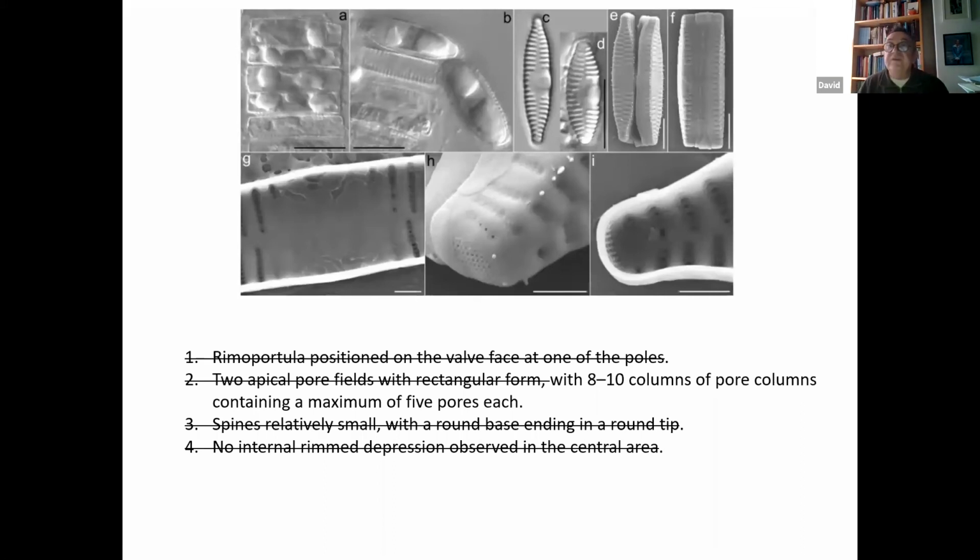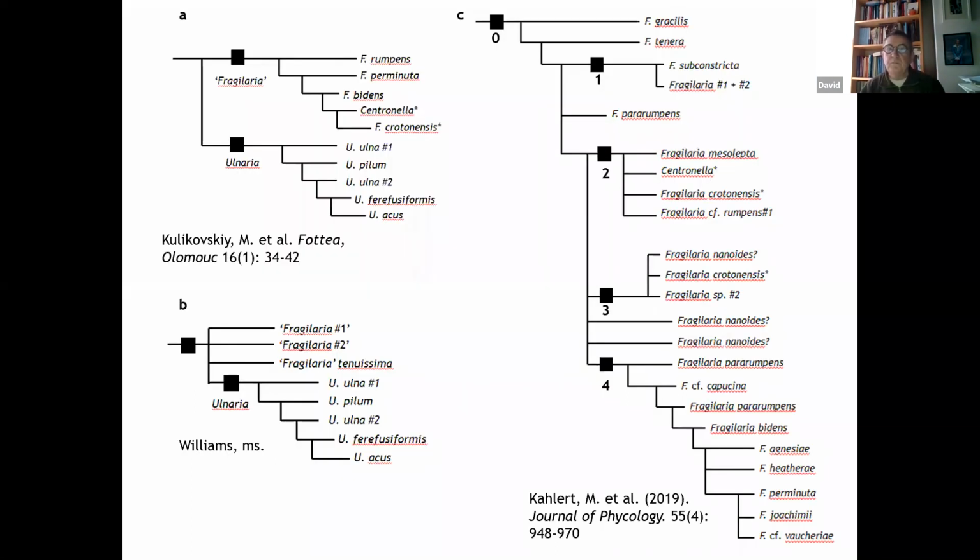So we're left with, like my peculiar girdle band, finishing long before the pole. Here we have another potentially unique character, 8 to 10 columns of the pore field with a maximum of 5. That's really interesting to me. That may actually define this species, never mind whether we can describe it or not. Here's where I am, at least.